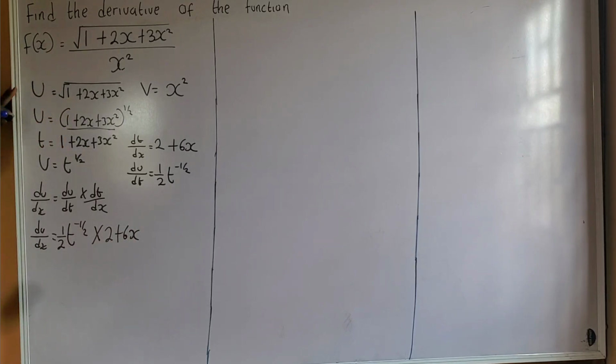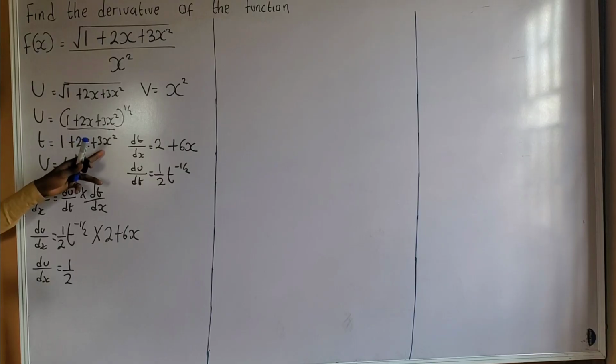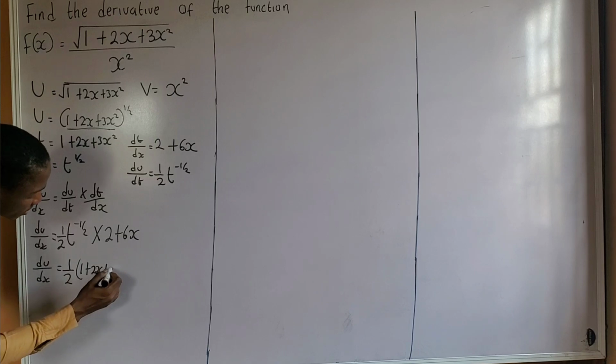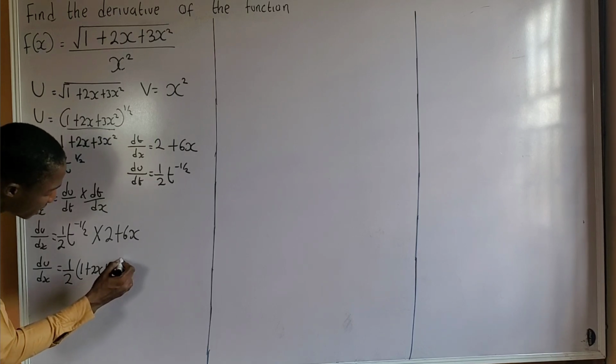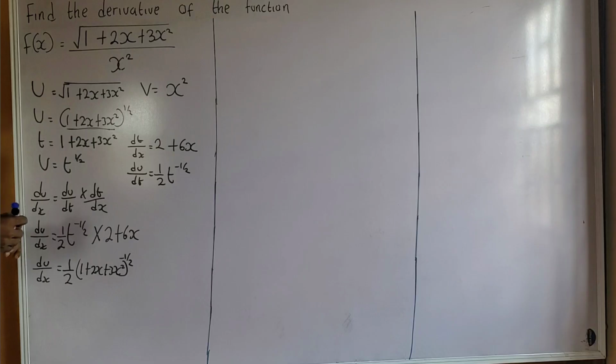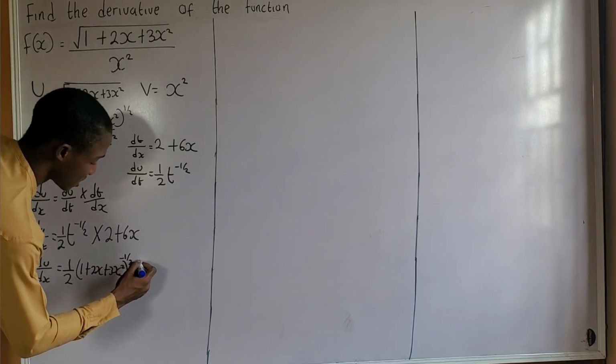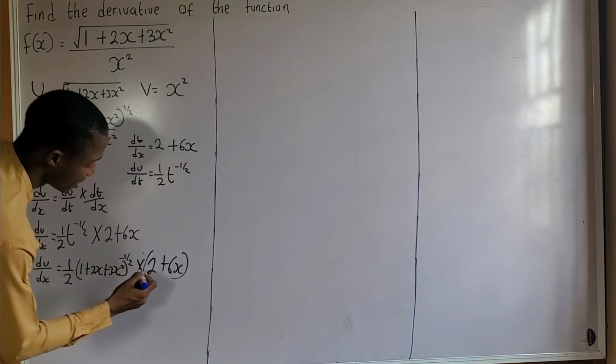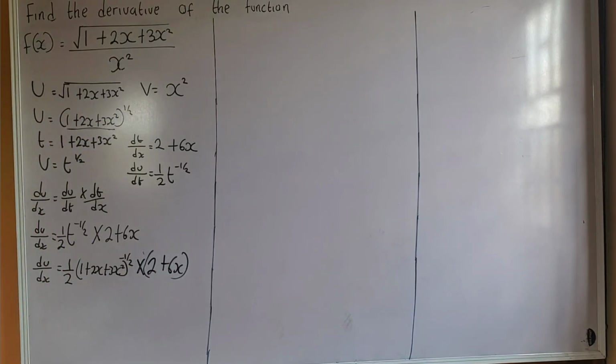Okay, having gotten to this point, please pay attention. du over dx will be equal to 1 over 2. Now, don't forget that t is equal to 1 plus 2x plus 3x squared. So instead of writing t, I'm going to replace t with 1 plus 2x plus 3x squared. So I'm going to have that multiplied by (1 plus 2x plus 3x squared) raised to the power of negative 1 over 2. Are you getting it? And all of this is multiplied by 2 plus 6x. Do you understand? So I've not done anything, I'm just simplifying what I have on the board. So don't get confused, okay?